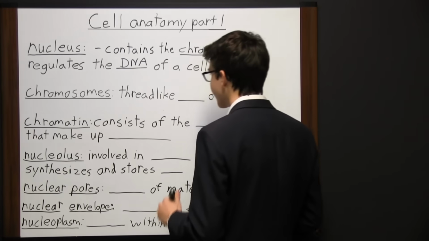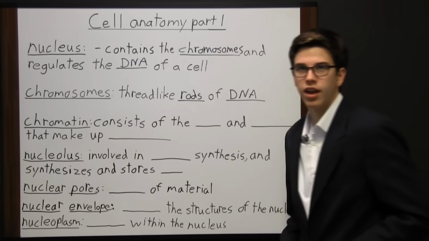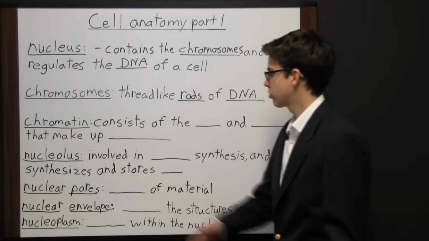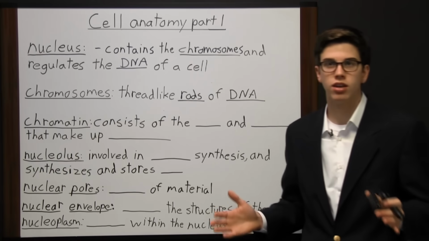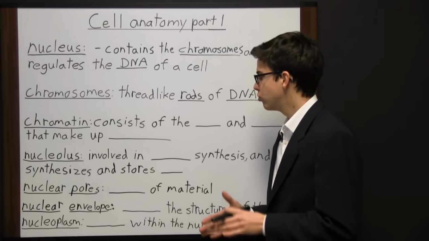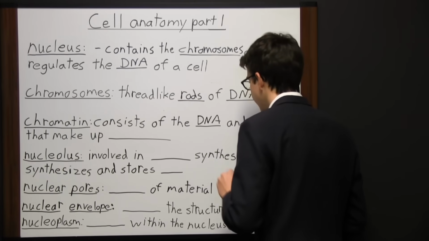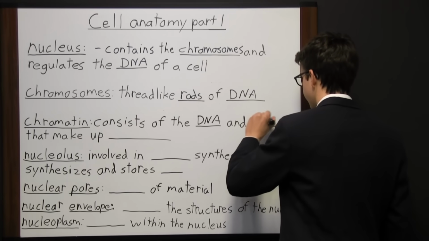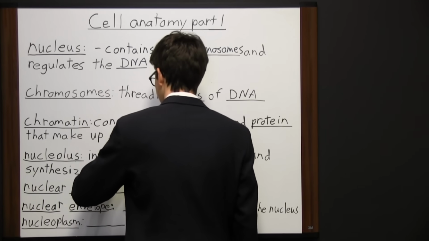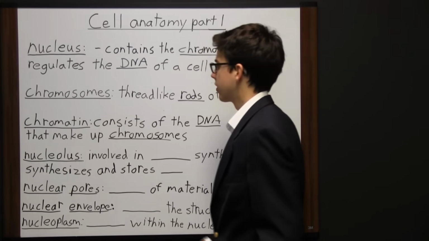Now, chromosomes are highly condensed, thread-like rods of DNA. And DNA is the genetic material that stores information about the plant or animal. So since chromosomes contain DNA, then really chromosomes can contain or store the information about the plant or animal. Now we move on to chromatin, which consists of the DNA and the protein that makes up chromosomes. So there you can see a direct relation between chromosomes and chromatin.